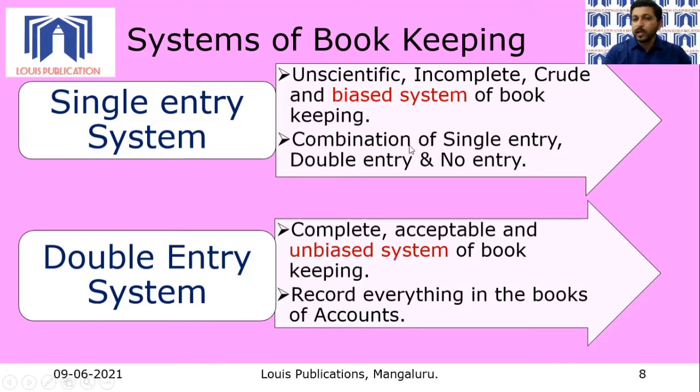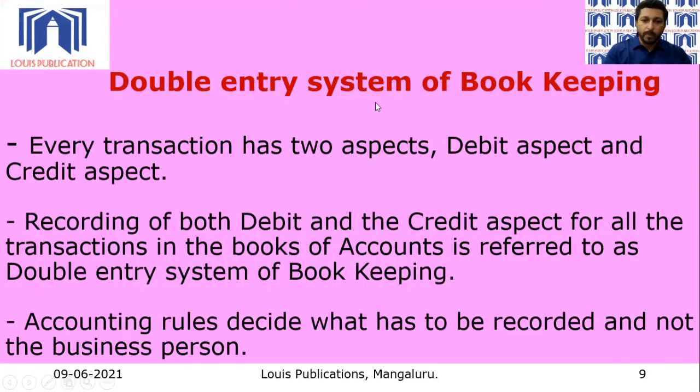Now, if we go back to single entry system, it is a combination of single entry, double entry, and no entry. So you may be wondering, what is the single entry? What is this double entry? And what is this no entry? Possibly we will come back again to this particular slide and we will understand. So as far as double entry system is concerned, record everything in the books of accounts. Here under double entry, the businessman does not decide. Rather, the accounting rules decide that it should be recorded. Remember this. That's why we call double entry system an unbiased system of bookkeeping.